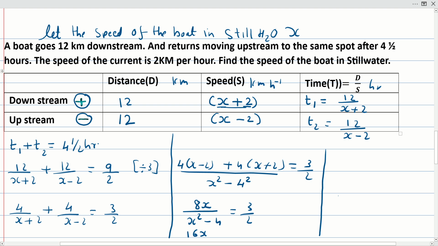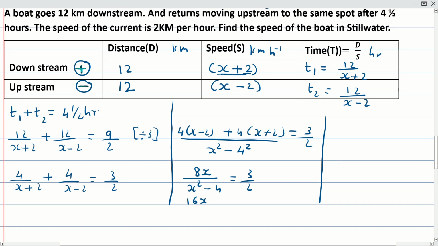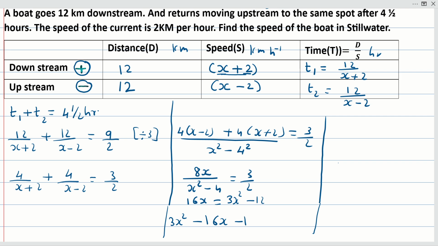16x is equal to 3x square minus 12. So let us form the quadratic equation. The quadratic equation formed will be 3x square minus 16x minus 12 is equal to 0. So let us find the factors. We have to find the factors of 36.